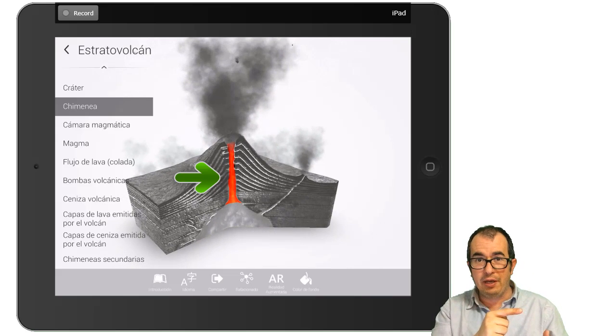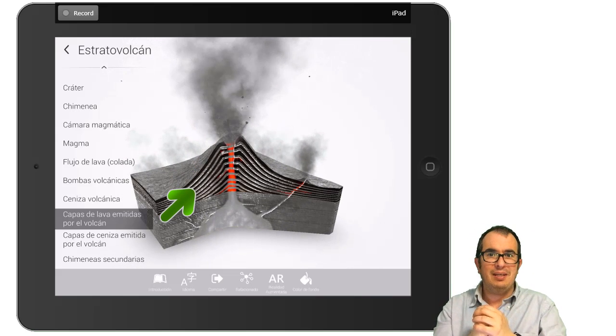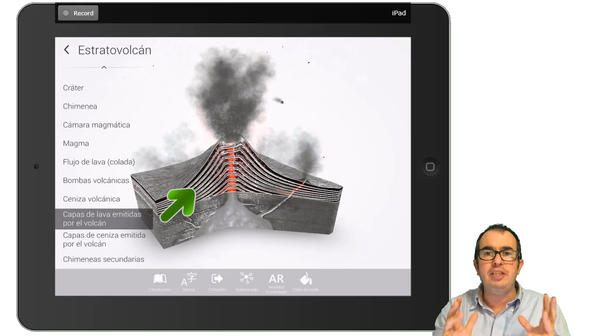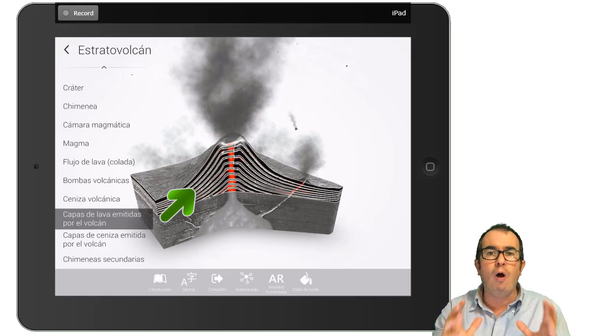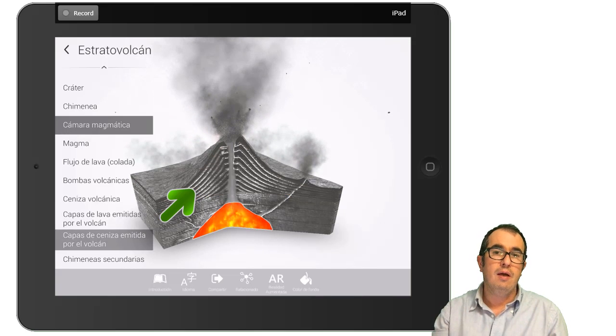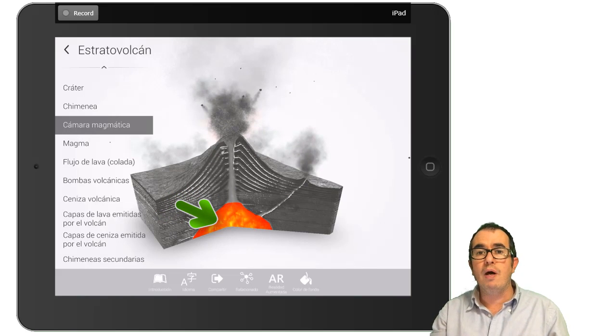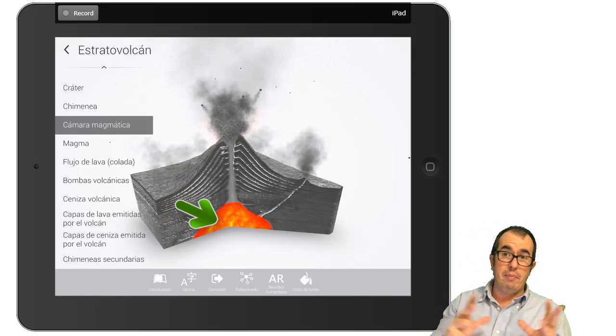Also, you are looking here, volcanic cones are formed after many years of accumulation of pyroclastic and old lava flows. Below the cone, we find the magma chamber, where the magma remains together.